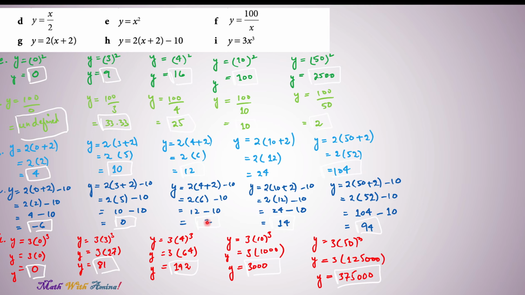So 12 minus 10 is equal to 2. 2 multiplied by 12 is equal to 24. 24 minus 10 is equal to 14. Then 104 minus 10 is equal to 94.